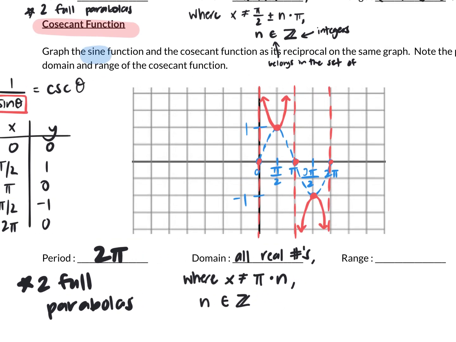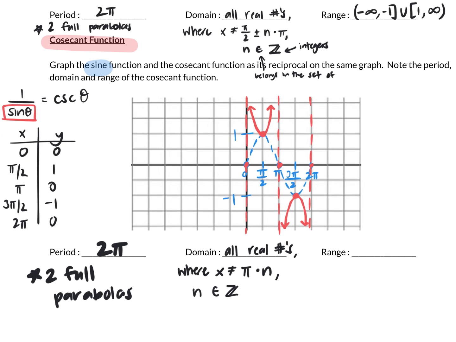Okay, and then my range values for this one are going to be the exact same, right? The only thing that's going to affect your range is either if there's a vertical shift or if there is an amplitude stretch. Okay, so I'm going from negative infinity to negative 1. Oops, but I'm including negative 1. And then I'm going from 1 to infinity.